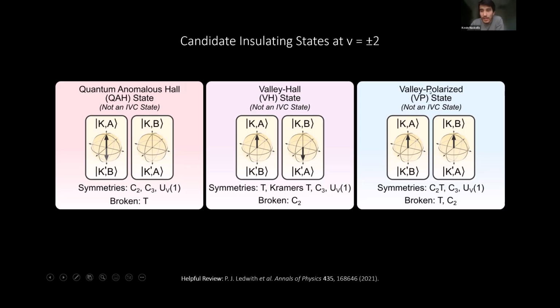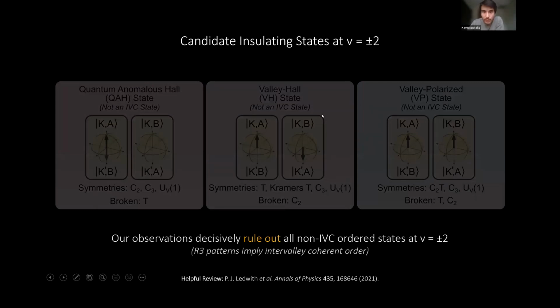but states that can't be ruled out by transport experiments are things like the Valley Hall and the Valley polarized candidate states. So Valley Hall consists of preserving time reversal symmetry while breaking C2 symmetry, while Valley polarized states involve breaking C2 symmetry, breaking time reversal symmetry, but preserving the composite C2T symmetry. So all of these states are consistent with what is seen in transport experiments, but none of these states are consistent with our observations of an R3 pattern, because the R3 pattern is a smoking gun signature for intervalley coherent order. So these candidate states are now all ruled out decisively by our imaging experiments at plus or minus 2.